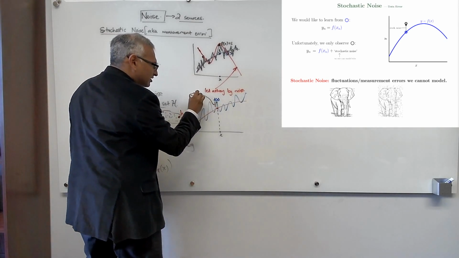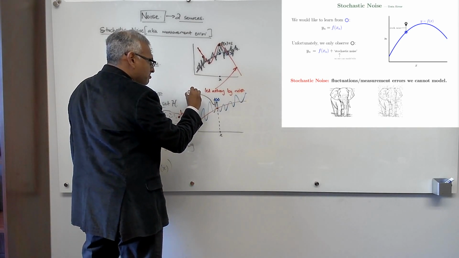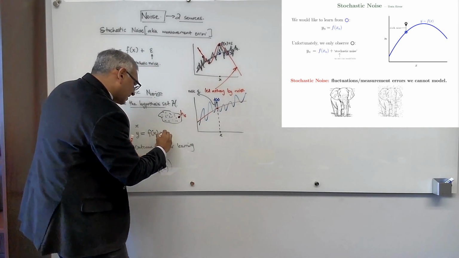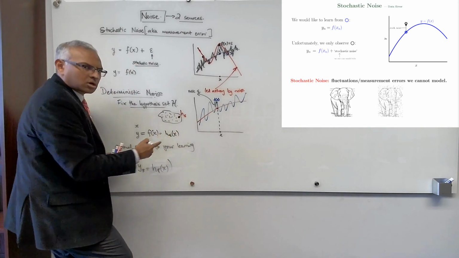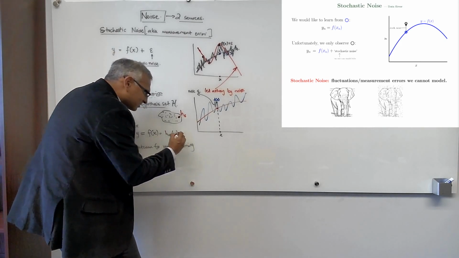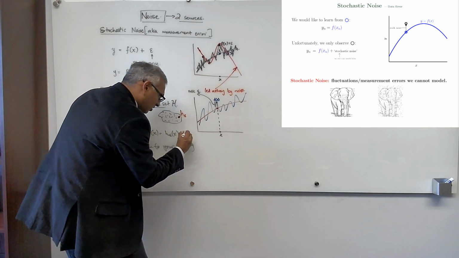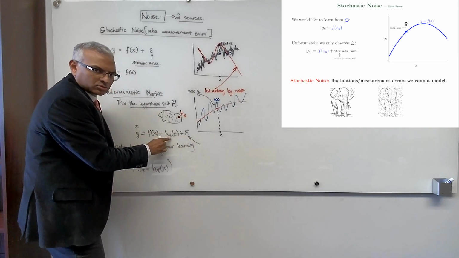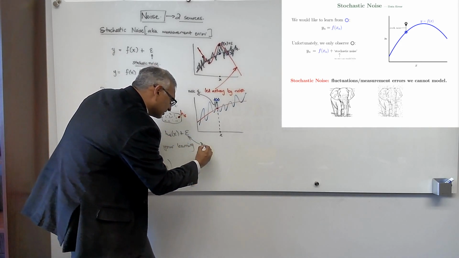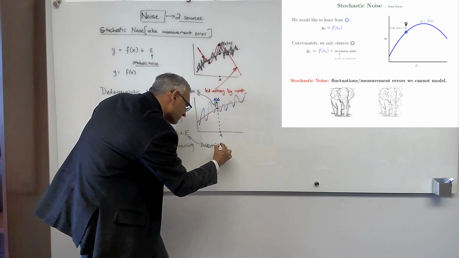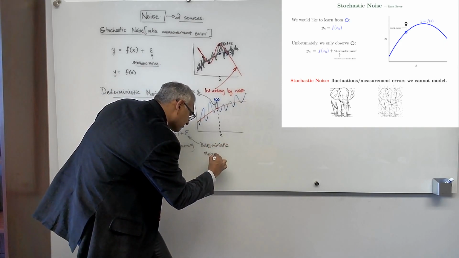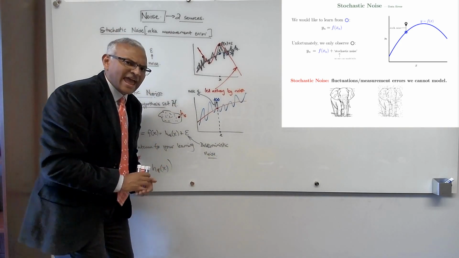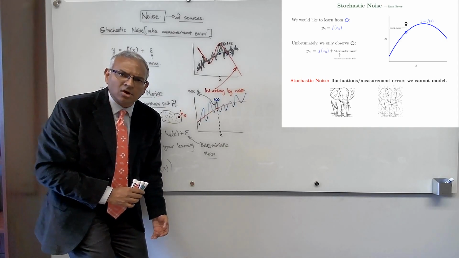So you can think of this as a noise, epsilon. Then y is equal to h star of x, what you can model, what you'd like to learn from, plus a perturbation, an epsilon. And this perturbation from what you would like to output is what we call the deterministic noise. Wow! And it has the same effect on learning.